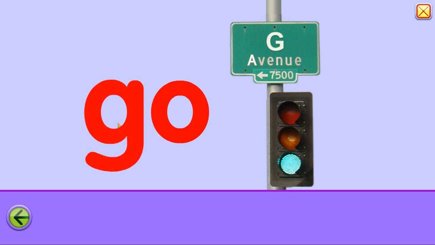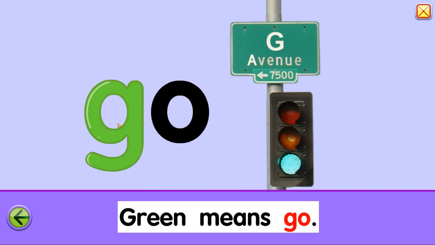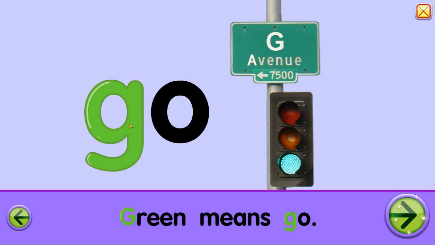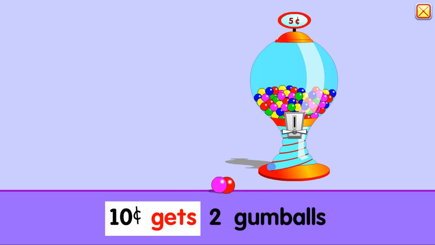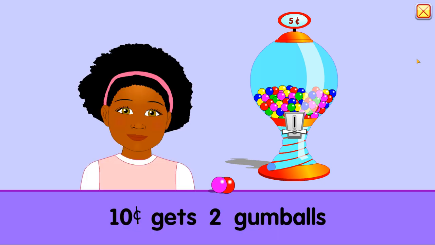Go. Green means go. Click on a coin. 10 cents. 10 cents gets 2 gumballs.